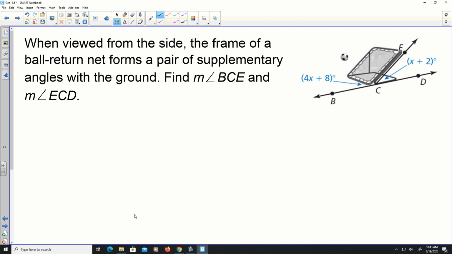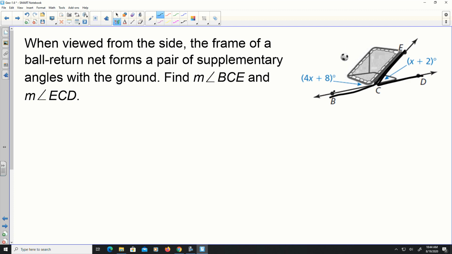Here in this situation, it says, when viewed from the side, the frame of a ball return net forms a pair of supplementary angles with the ground. Find the measurement of BCE and ECD. So BCE is right here, and ECD is over here.